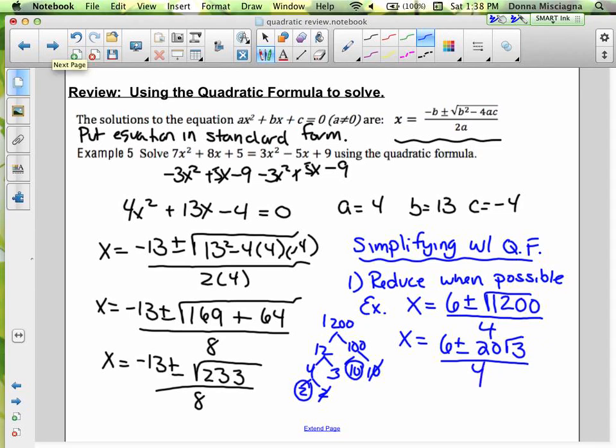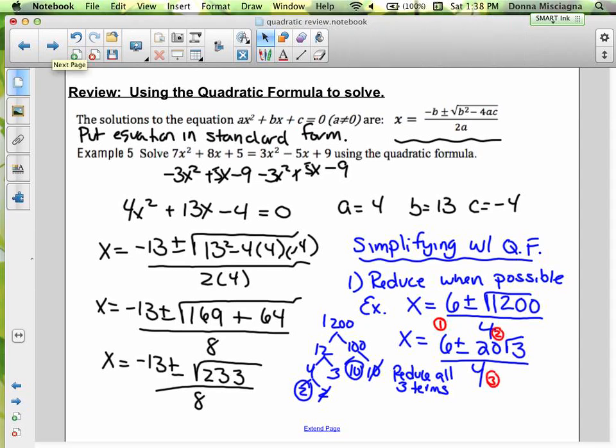All right, so notice 20 is divisible by 4, right? But 6 is not. However, they're all divisible by 3, right? So remember, you have to reduce all 3 terms. Sorry. This is term number 1. This is term number 2. This is term number 3. But you cannot reduce within the radical.